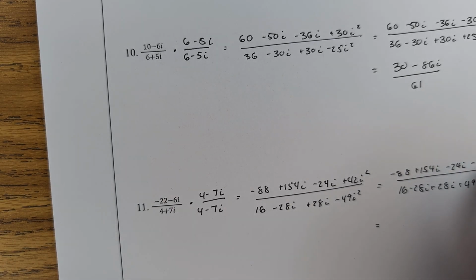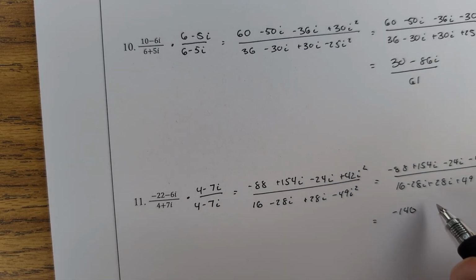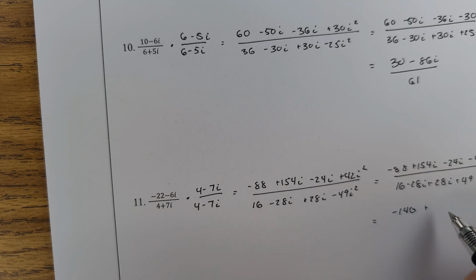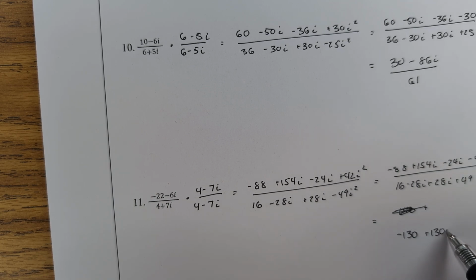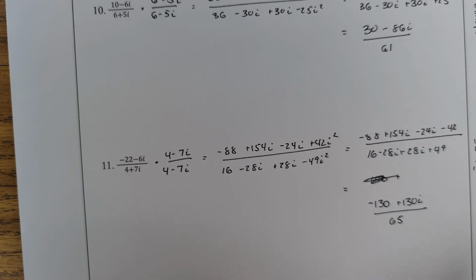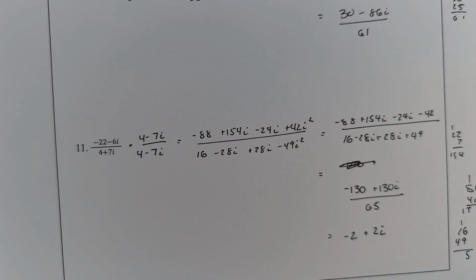On top, negative 88 minus 42 is negative 130. And that's going to be plus 130i, all over on the bottom, 16 plus 49, 5, carry the 1 is 65. So those are divisible by 65. That's going to be negative 2, and positive 2i. And that would be my solution. And that is the end of the section.